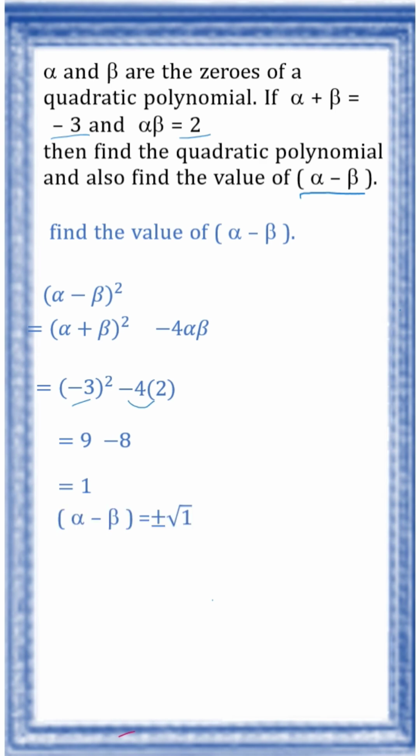So alpha minus beta is equal to plus or minus root of 1. So alpha minus beta is equal to plus or minus 1.